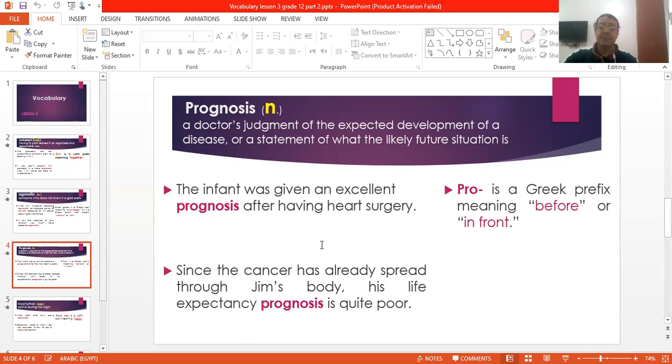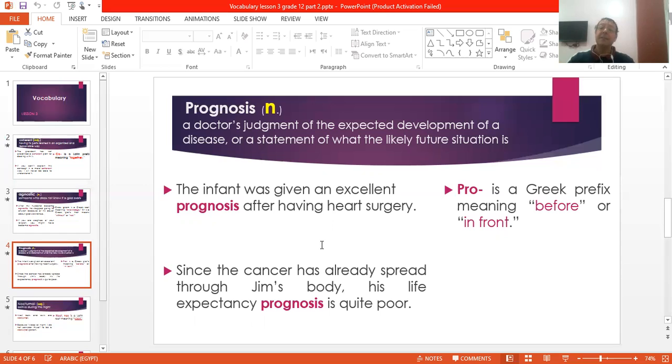So prognosis means the doctor's judgment or decision of the expected development of a disease, or a statement of what the likely future situation is. Somebody has just had a heart surgery, and so there's an evaluation of his or her medical state by the doctor.